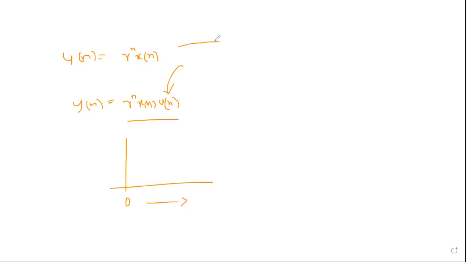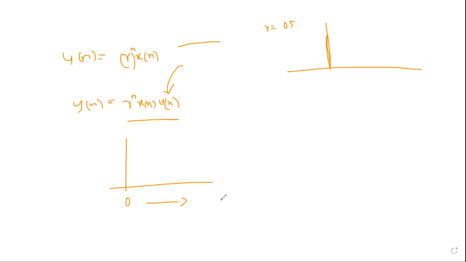Let us say x of n equal to 1. Let us say x of n is stable. How stable can things be other than 1? 1 is cool, right? 1 is stable. Let us say x of n is equal to 1. Then say r is equal to 0.5. What's going to happen? Assume that x of n is equal to 1 because it is stable, right? Even though x of n is equal to 1, r to the power n, what's going to happen at n equal to 0? What will be r to the power n?